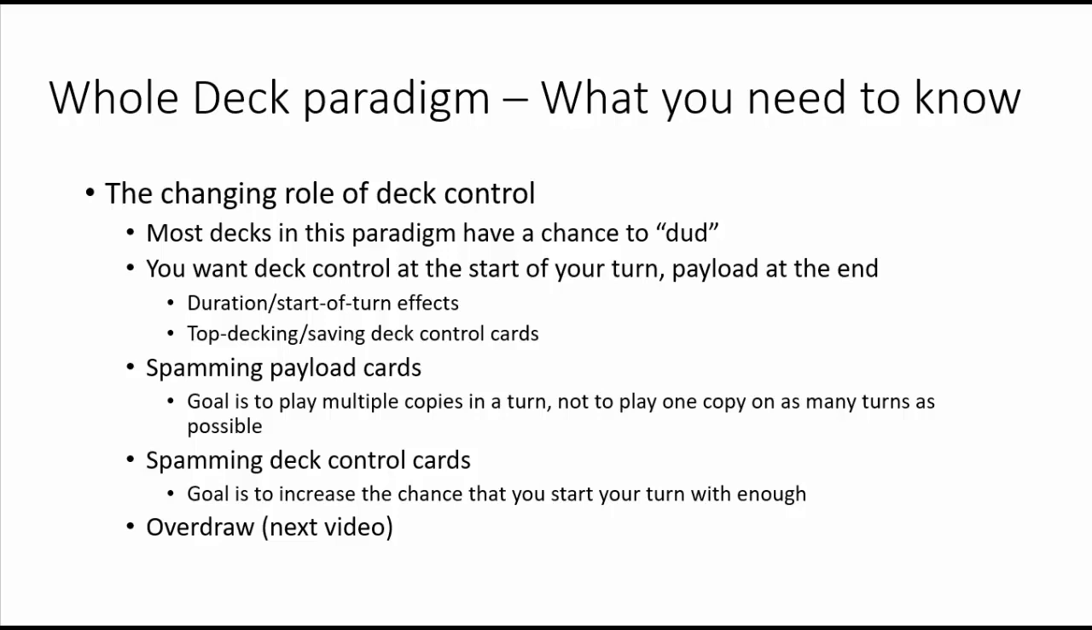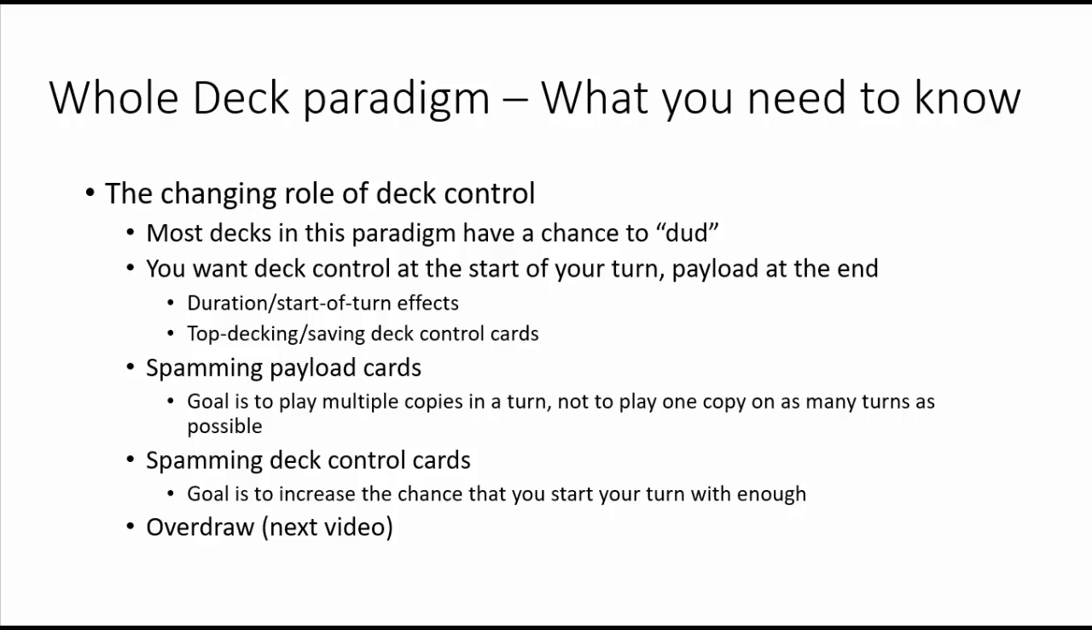How can you do that? The big ones are if you have duration cards or start of turn effects that are deck control, or maybe you can top deck some extra deck control cards. I drew everything last turn, and now I'm going to stash away an extra village on the top of my deck, because that's going to help me draw next turn, right? So being able to do that with your deck control cards is the main way, or obviously the duration stuff as well. Just look for what tools the Kingdom has for allowing your deck to be more reliable, minimizing the chances you have to dud.